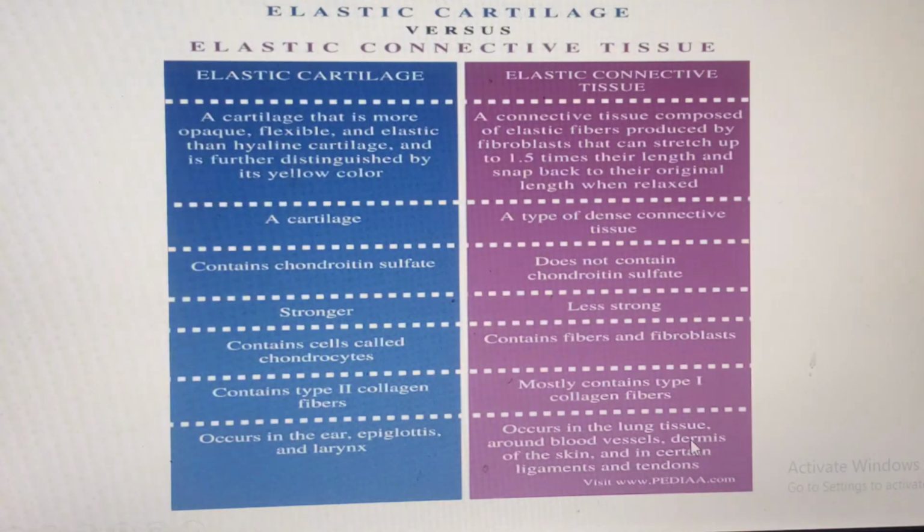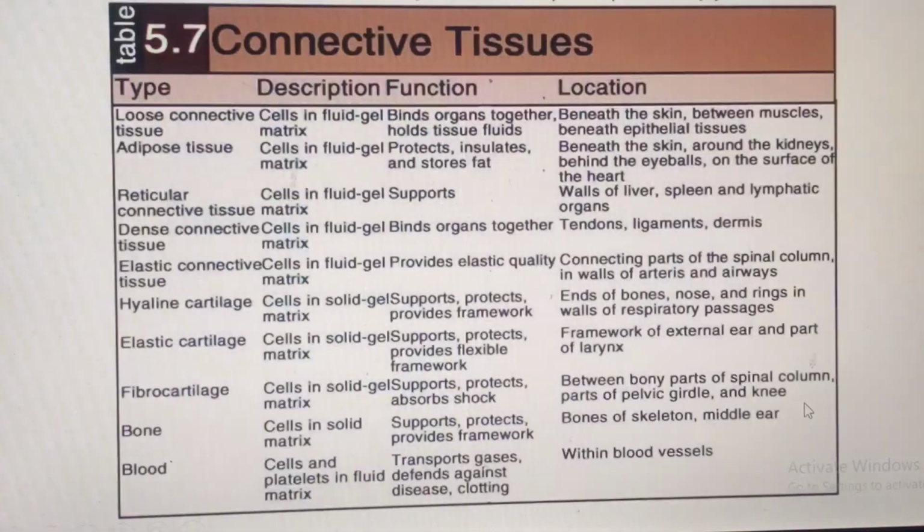But elastic connective tissue, which we've said already, apart from the skin, the dermis, the tunica intima of media of blood vessels, some ligaments associated with the vertebral column, and some areas in the lungs, are areas where we have elastic connective tissue. So that's the distinction that we have to know.